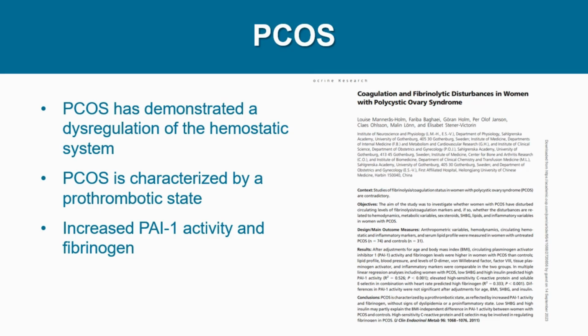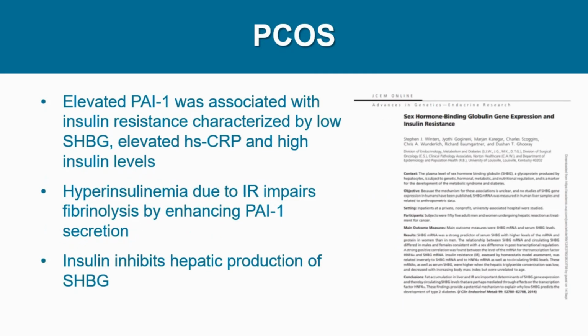And again, that's been demonstrated by this increased PAI-1 activity. Elevated PAI-1 was associated with insulin resistance characterized by low sex hormone binding globulin, elevated CRP, and high insulin. Sex hormone binding globulin transports testosterone and other hormones in the blood, reducing their metabolic clearance rate and regulating their access to target tissues. Levels are lower when somebody has increased obesity, and the levels can increase when there's weight loss by dieting or other types of interventions.